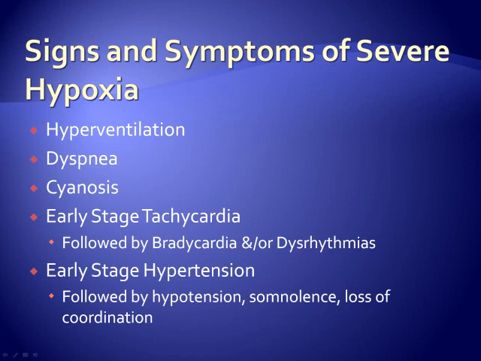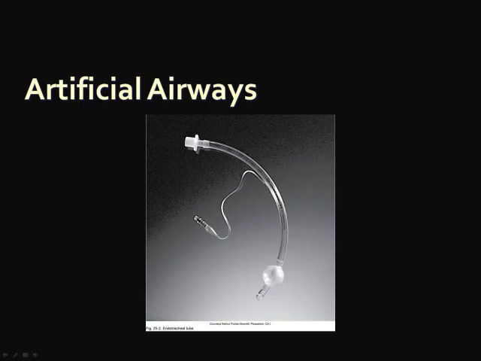In the early stages, the patient may also have hypertension caused by the sympathetic nervous system, followed by hypotension, somnolence, and loss of coordination as that patient decompensates. So as the hypoxia starts to take over, the tissues no longer are responding, and the patient becomes hypotensive. The patient has somnolence and loss of coordination. So we need to get an airway in this patient.